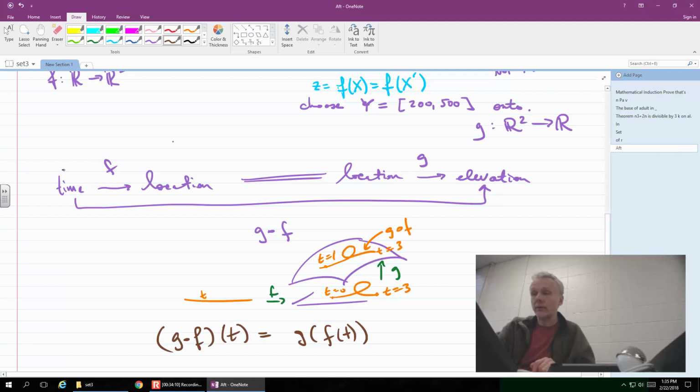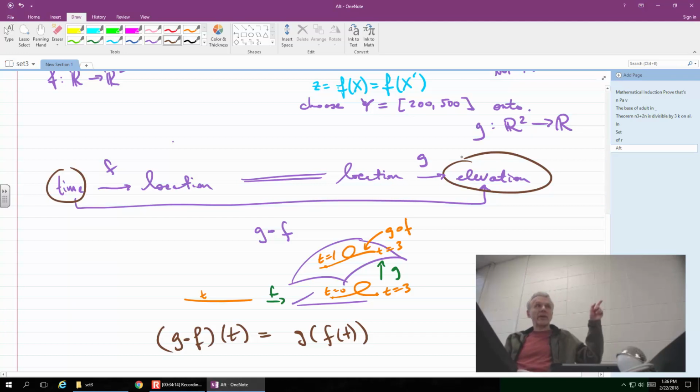So that's the function from time to elevation, which is actually, by the way, with all this complexity, the end result, this composition, a numerical function. Time is a number, elevation is a number. So it's just a graph.